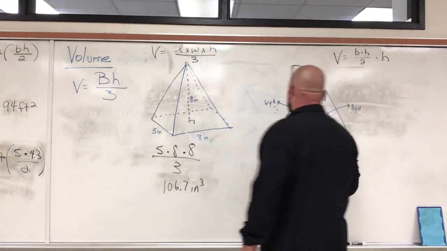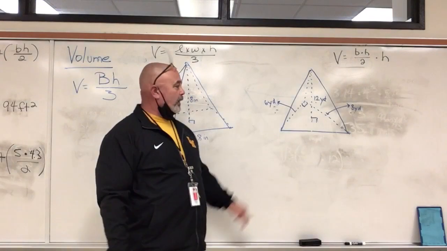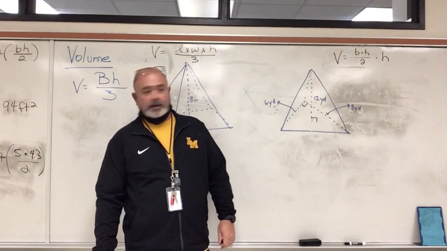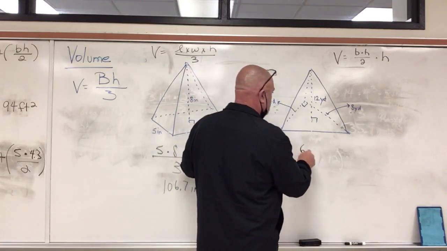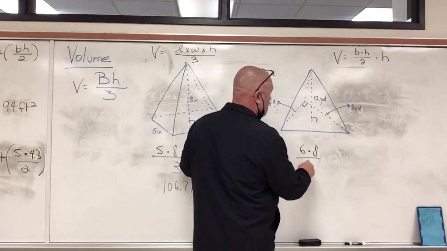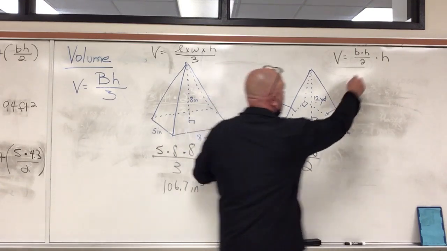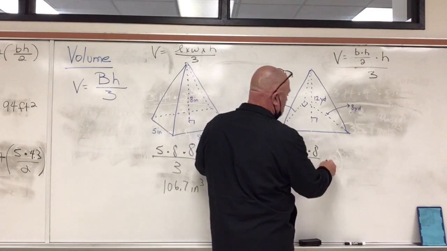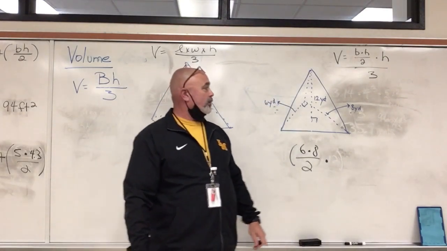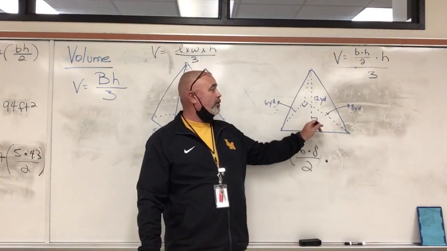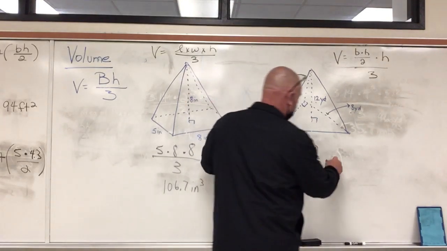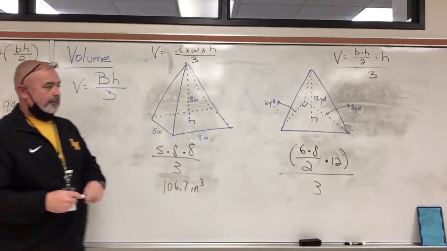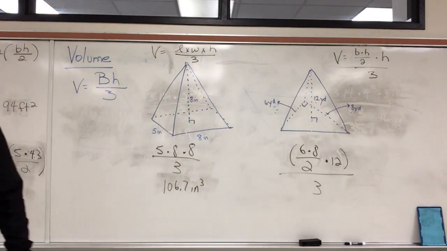We're gonna go base. We got a right triangle here. Which one's the base? Doesn't matter. So I'm gonna go 6 times 8 divided by 2. Oh, I forgot to divide that by 3, didn't I? Times the height of the pyramid, which is 12. And I'm gonna divide all that by 3. I got 96.